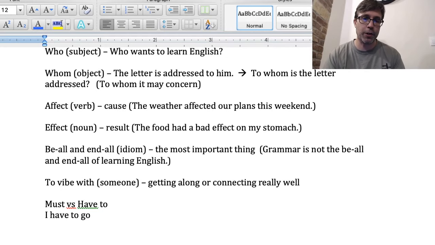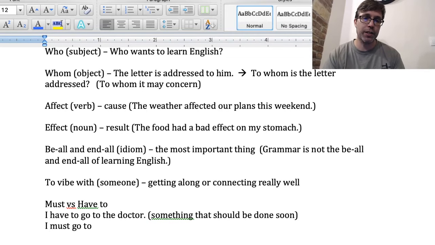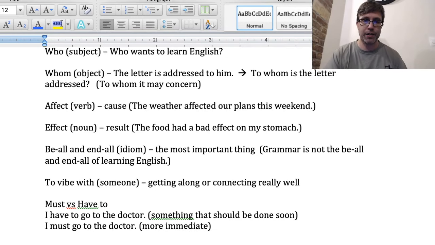I have to go to the doctor. Just, something that should be done soon. And I must go to the doctor maybe is more immediate, is what I would say. But again, you could use them interchangeably if there's a problem and you say, wow, I have to go to the doctor. But both are modals of obligation.